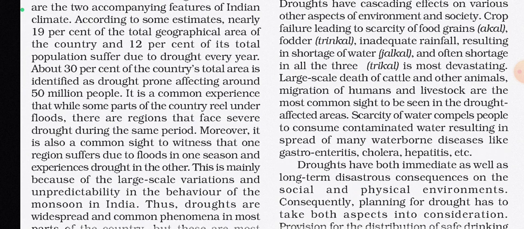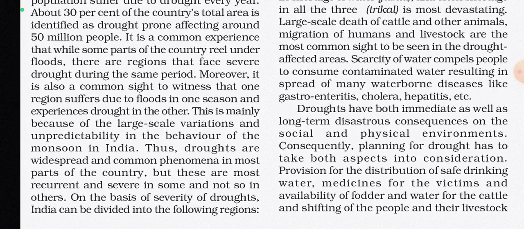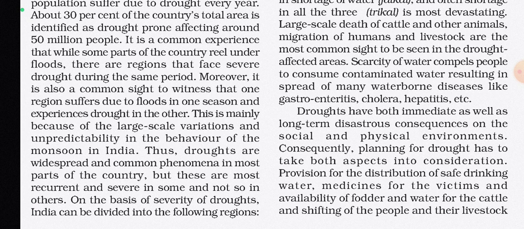About 30% of the country's total area is identified as drought prone, affecting around 50 million people. It is a common experience that while some parts of the country reel under floods, there are regions that face severe drought during the same period. Moreover, it is also a common sight to witness that one region suffers due to floods in one season and experiences drought in the other. This is mainly because of the large-scale variations and unpredictability in the behavior of the monsoon in India.